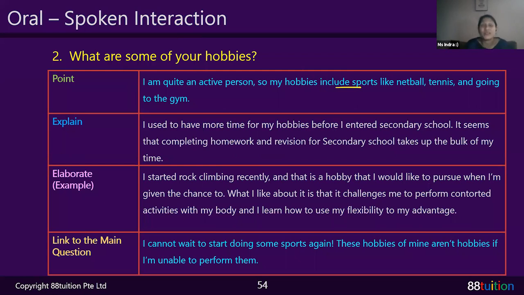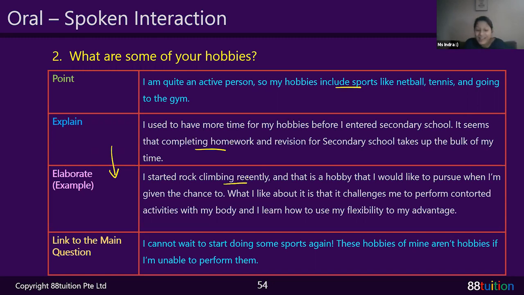I mean, so we say, right? Okay, I used to have more time for my hobbies before I entered secondary school, which is true, right? I mean, as we all grow older, other things take up the bulk of our time. It seems that completing homework and revision for secondary school takes up the bulk of my time. Okay, then you give an explanation, or rather you give something that you can share an example about, right? I started rock climbing recently.